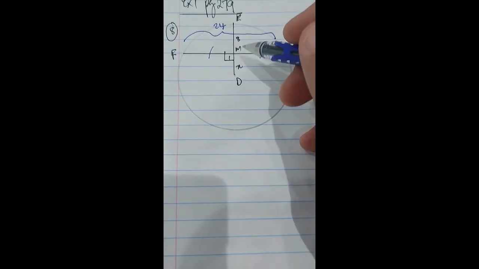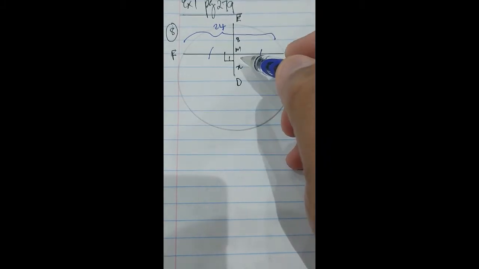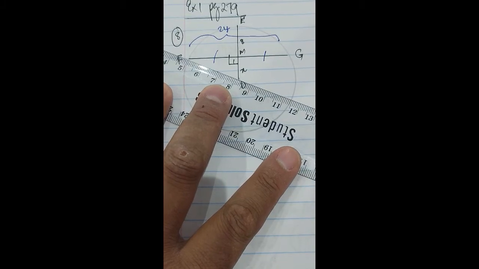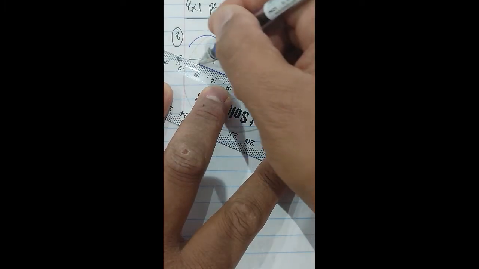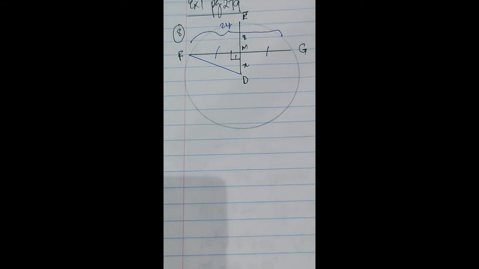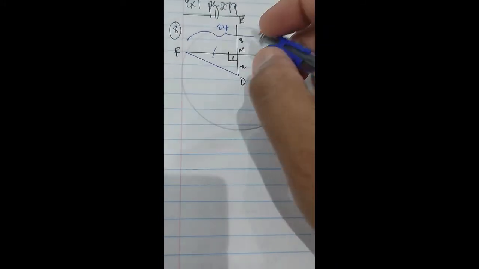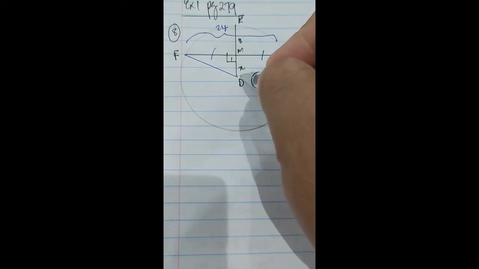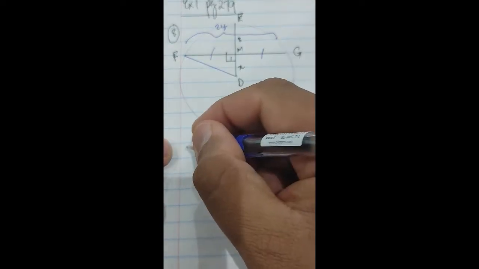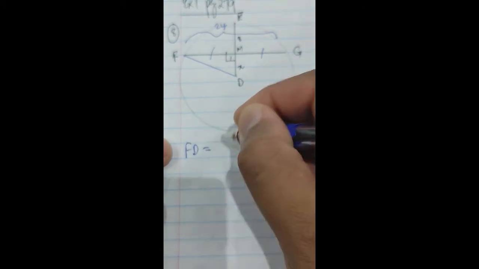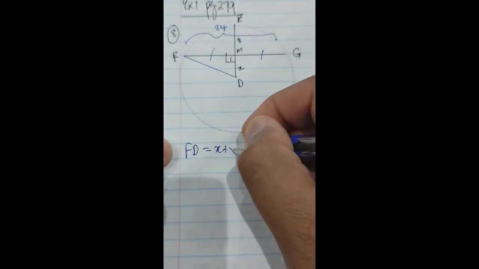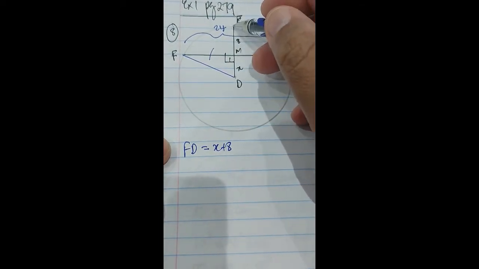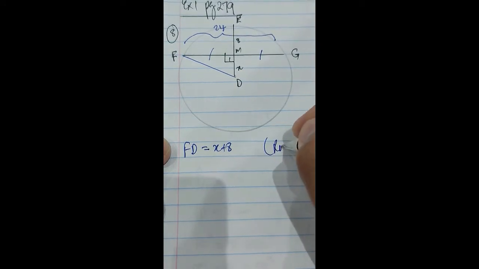The question says calculate radius FD. So in other words, they're looking for this length here. We can just draw that in. That's what we're looking for. Now remember that FD is your radius, as well as ED is your radius. So in other words, FD is equal to x plus 8. Why is that equal to x plus 8? Because it's equal to ED, which is also your radius.